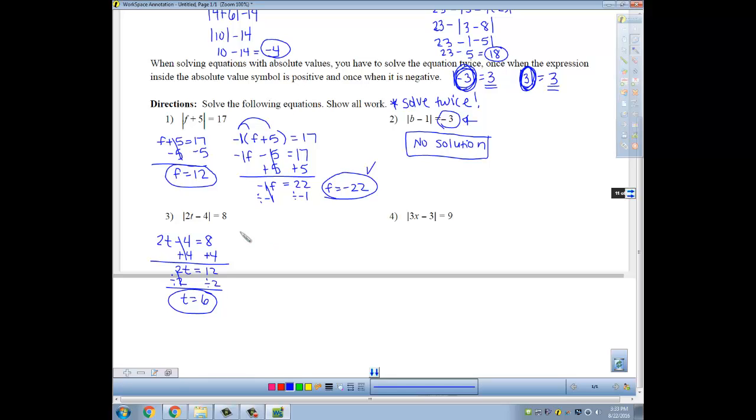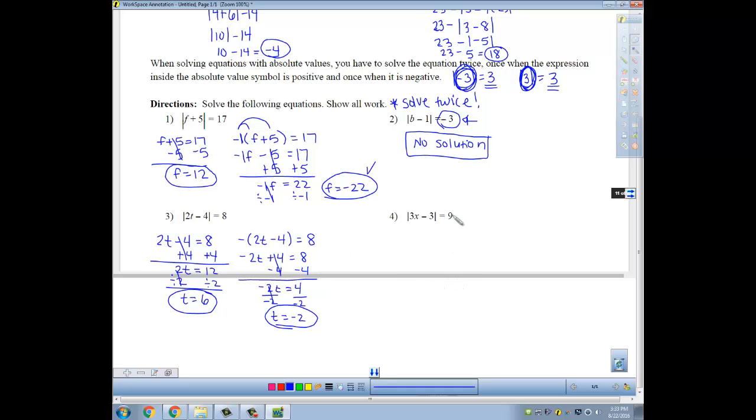Now I'm going to solve it again as if the left side were negative, so I'm going to throw a negative out there in front. I keep the parentheses just so that negative gets distributed through each term. So when I distribute that through, I get negative 2t plus 4 equals 8, because that negative changed this negative 4. Subtract 4 from both sides to get negative 2t equals 4. Divide both sides by negative 2 to get t equals negative 2. So those would be my two answers.